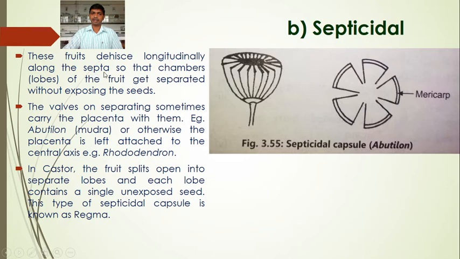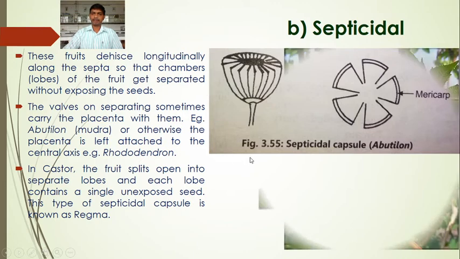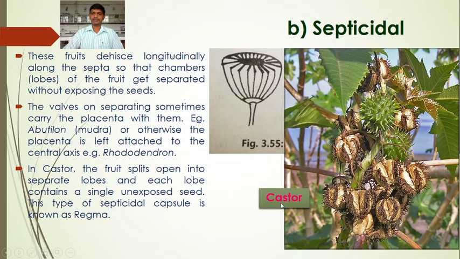Along the septa or the septum, that is the partition wall, so that chambers of the fruit get separated without exposing the seeds. Okay, so the example I have taken here is the castor. Here we can see clearly. Here the fruits break open longitudinally along the septa, that is the partition wall, without exposing the seeds. So such type of capsule is a septicidal capsule.